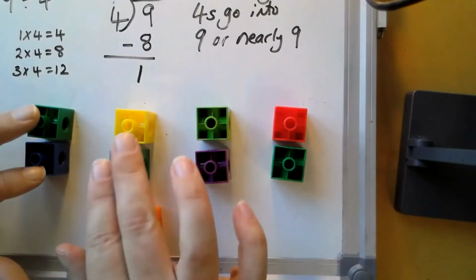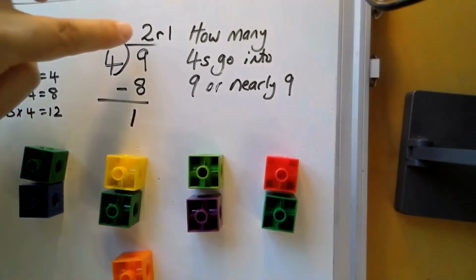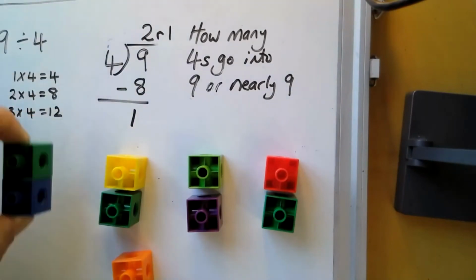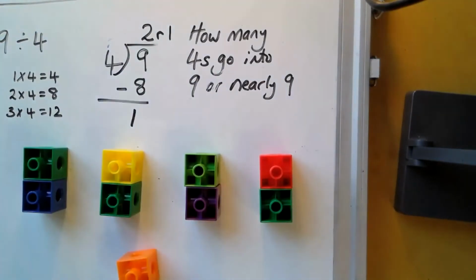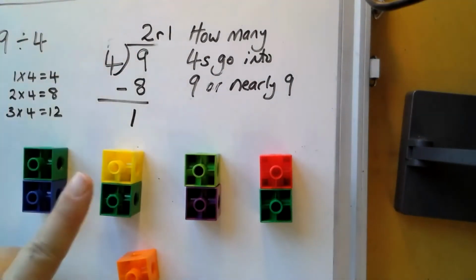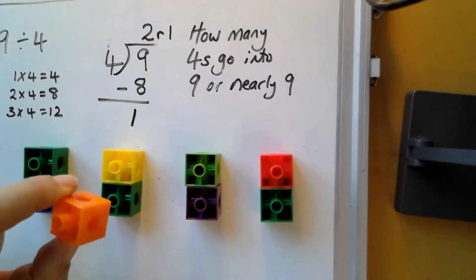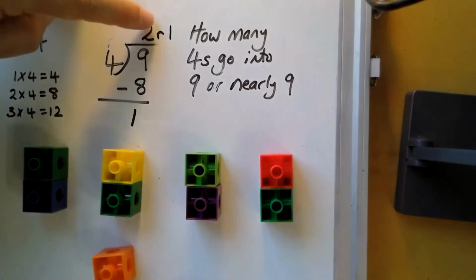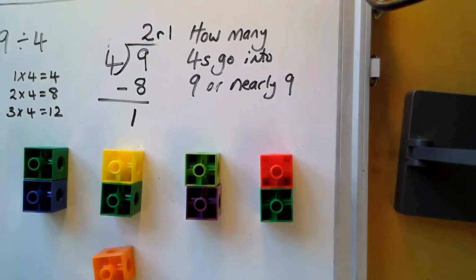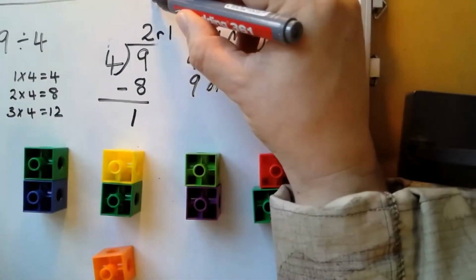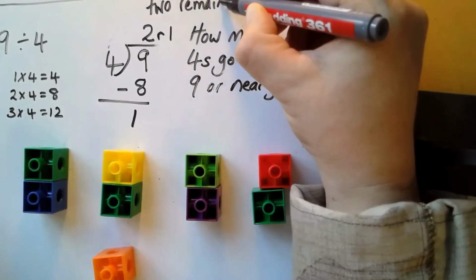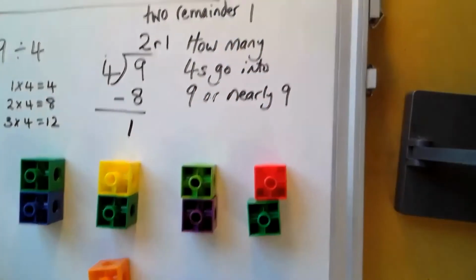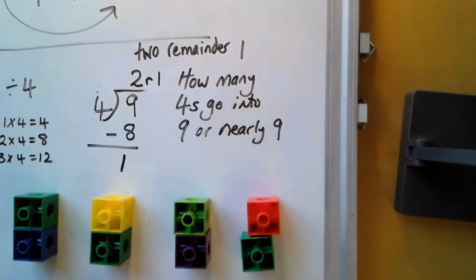So what we say is each of those 4 people has 2 pieces of candy. 9 divided by 4 is 2. And then I have this 1 piece of candy left over, which is my remainder. So we say 2, remainder 1.